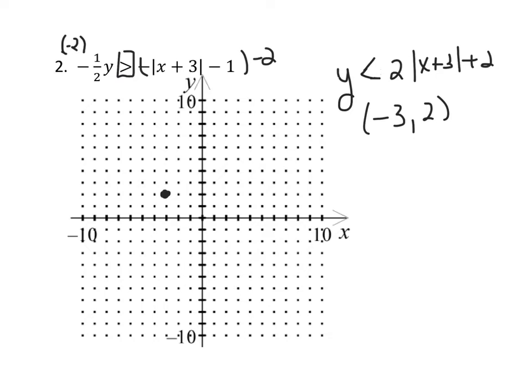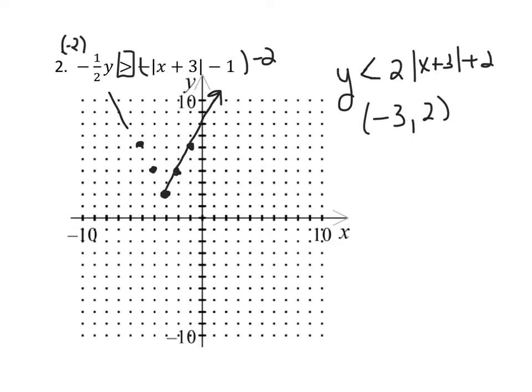So what I'm going to do is go up from the vertex 2 points and over 1. And that's going to give me my next point for my absolute value. So I'm going to go up 2 over 1, and up 2 over 1 on the other side. And then since this is an absolute value, I can keep doing that. I can do that again. It's like a linear equation, but both sides. So this is what we get.